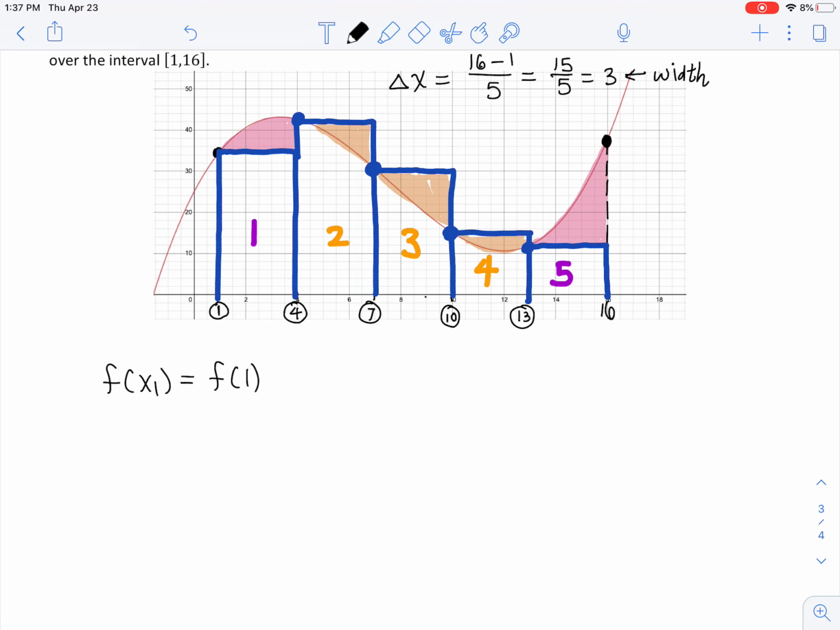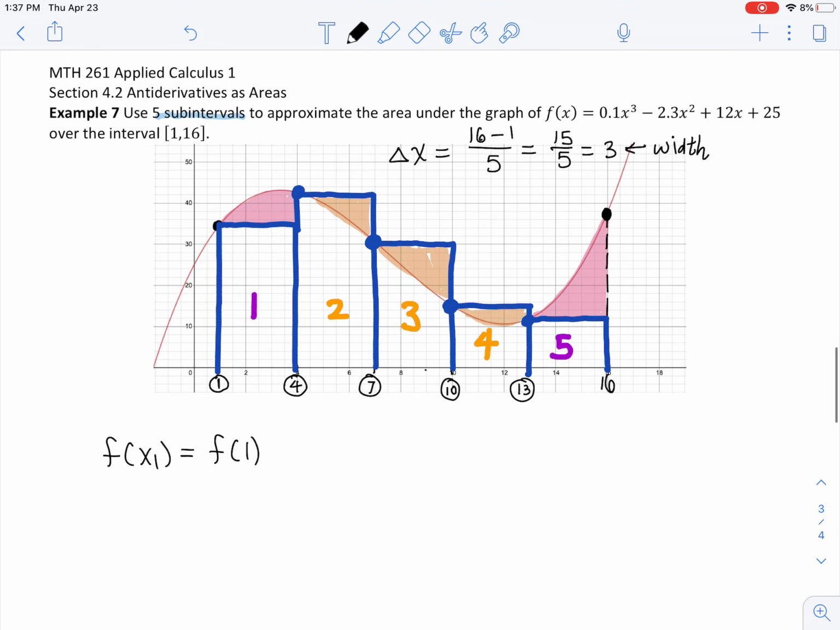So let's find the area of these 5 rectangles, okay? We do know about the width already. All of their widths are going to be 3, because that's what delta x is. But now are you ready to find all those f of x? So f of x1 is going to be f of 1. Oh, dear Lord, the function is kind of long. 0.1 times 1 cubed minus 2.3 times 1 squared plus 12 times 1 plus 25.